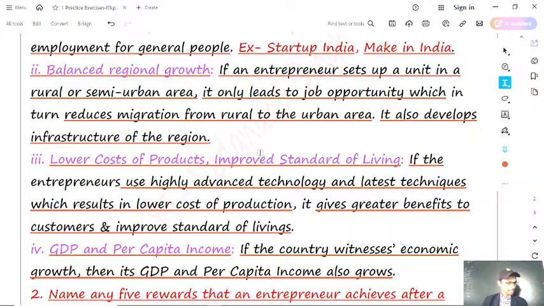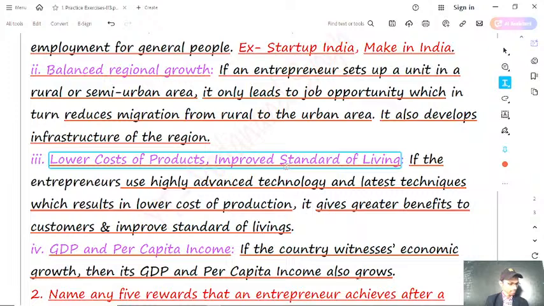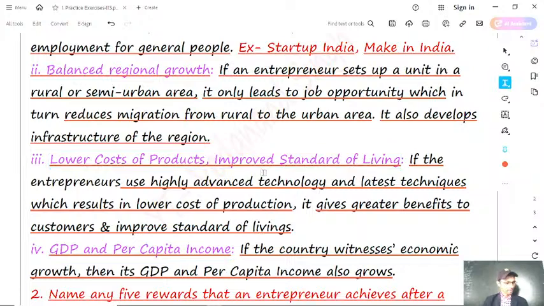GDP stands for gross domestic product. Per capita income means the income of a person over a year.